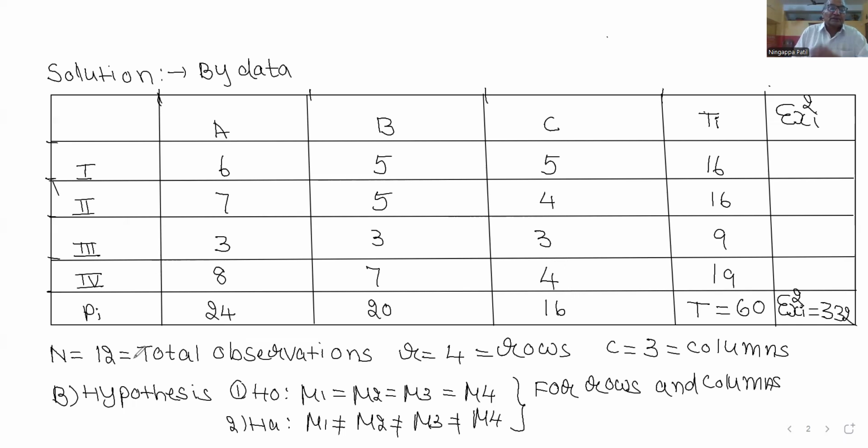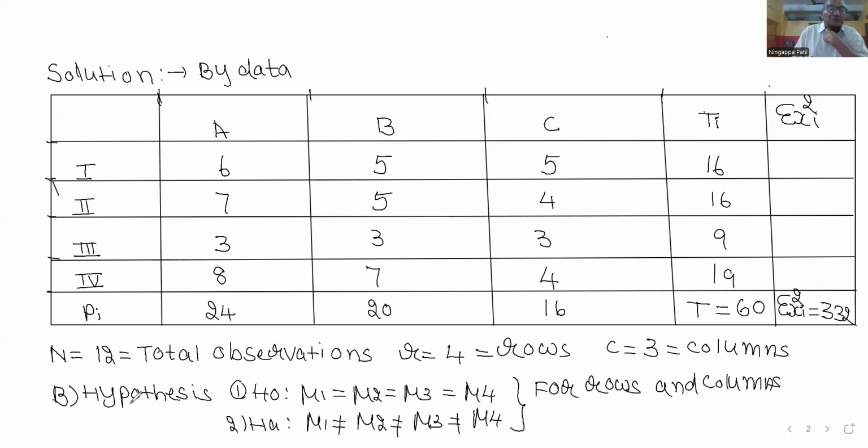You write. Look here. At the bottom, you write N. This is total observations. Look here. 1, 2, 3 columns are there. And rows, first row, second row, third row, 4 rows are there. 3 into 4, 12. Total observations you write. R equal to 4 means how many rows? 1, 2, 3, 4. R equal to 4 rows. And columns, look here. 1, 2, 3. 3 columns are there. C equal to 3 columns.